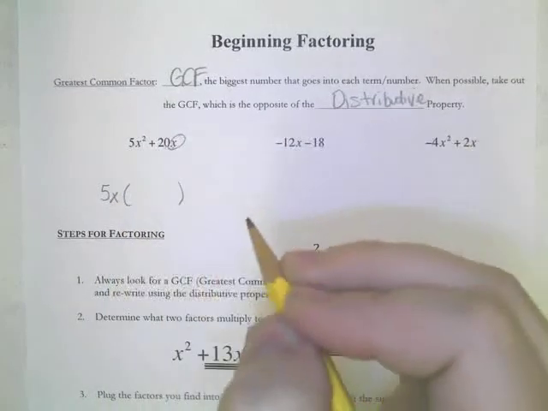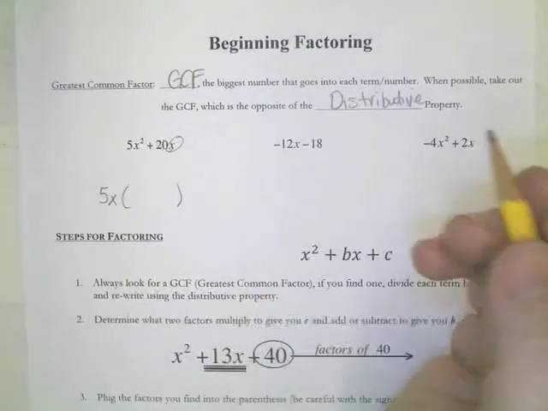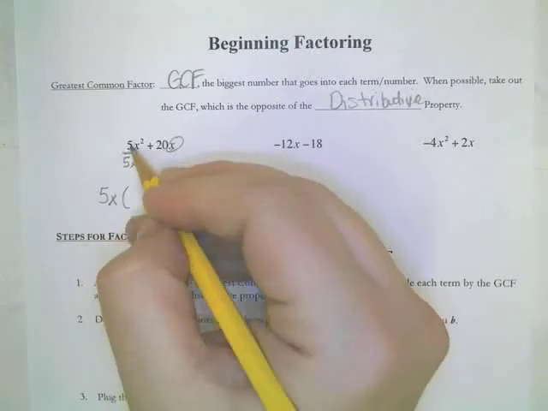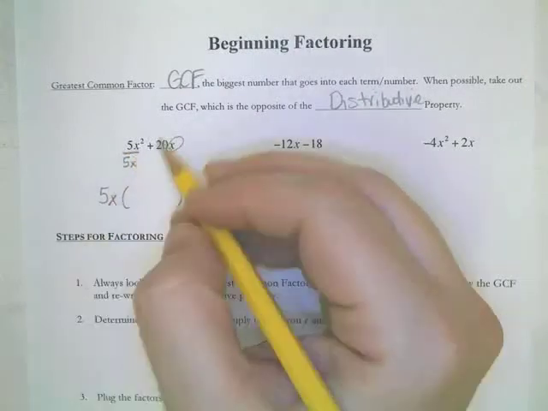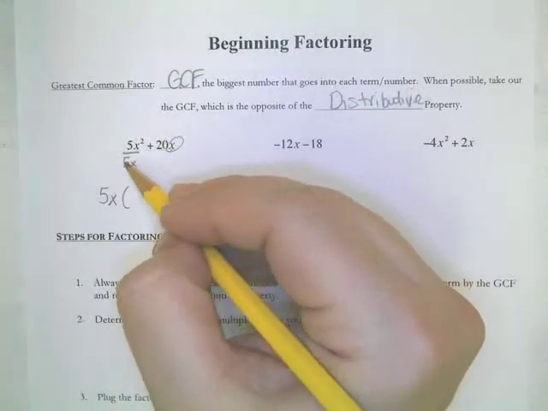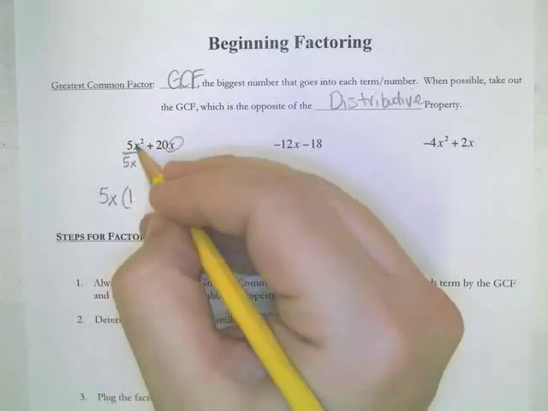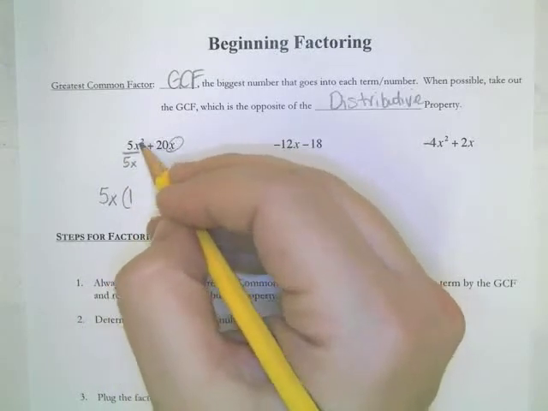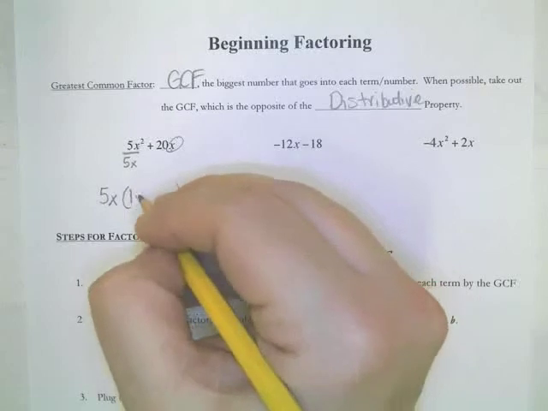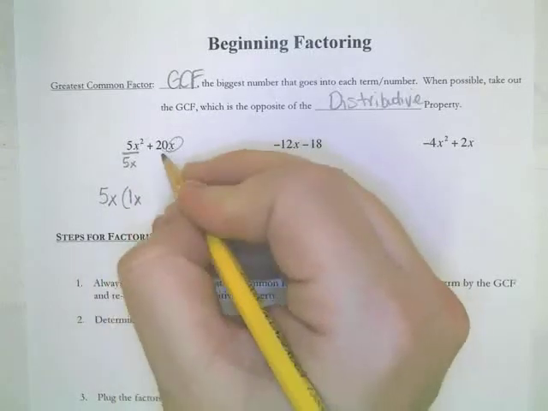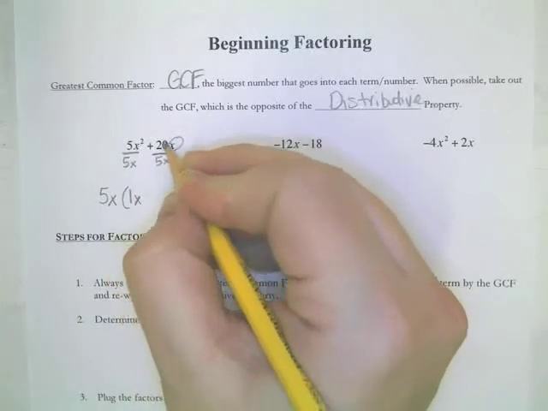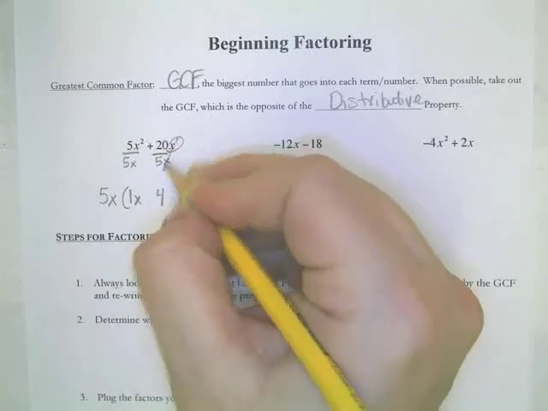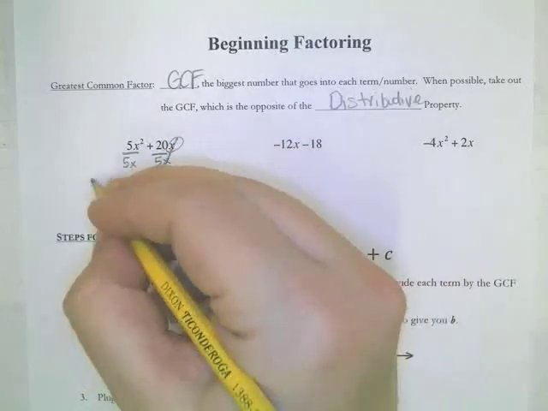Now, when I'm factoring, the backwards distributive property, really what I'm doing is dividing. 5 divided by 5, so that's why I wrote it here. 5 divided by 5 is just 1. X squared divided by x, I had 2, I took 1 out, so I'm left with 1. And then I do the same thing here. I divide. 20 divided by 5 is 4, and the x's are gone. So that's that factored out.